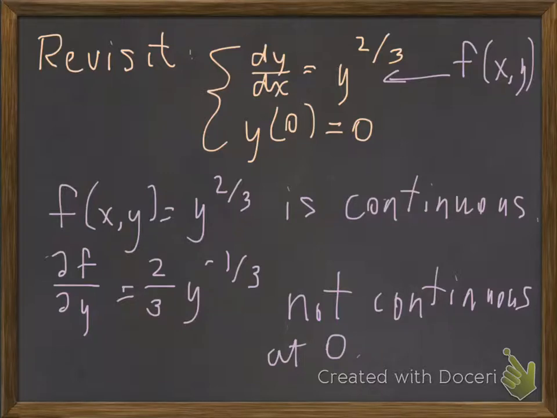However, the existence and uniqueness theorem also tells us to take a look at df/dy, and when we take the partial derivative of f with respect to y, we get 2/3 y to the negative 1/3, which of course is not continuous at 0 because it's a divide by 0, so the function's not even defined there, much less continuous. So the existence and uniqueness theorem does not hold. We don't satisfy the criteria of that theorem, so we cannot be guaranteed a unique solution to the initial value problem. And in fact, we saw earlier that we don't have a unique solution to the initial value problem.